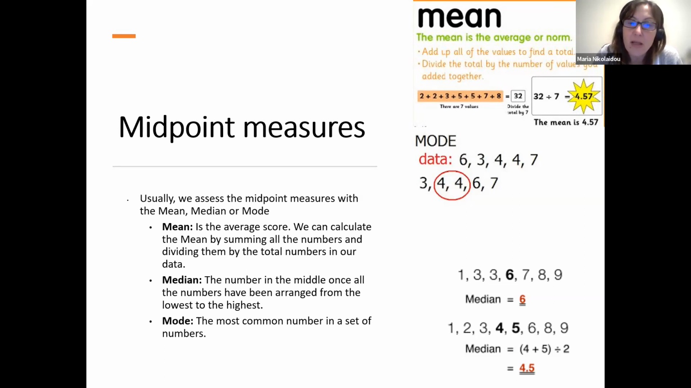And the mode is the most common number in a set of numbers. So if you have, for example, a data set of 6, 3, 4, 4, 7, the mode is number 4 because it's the most common number in this data set. So these are different ways to present the midpoint measures of our data.